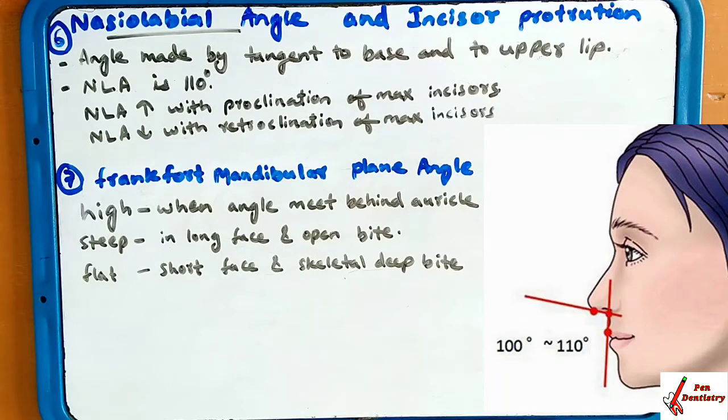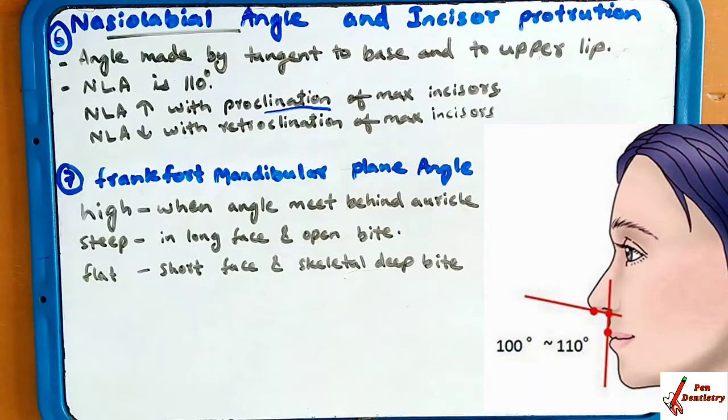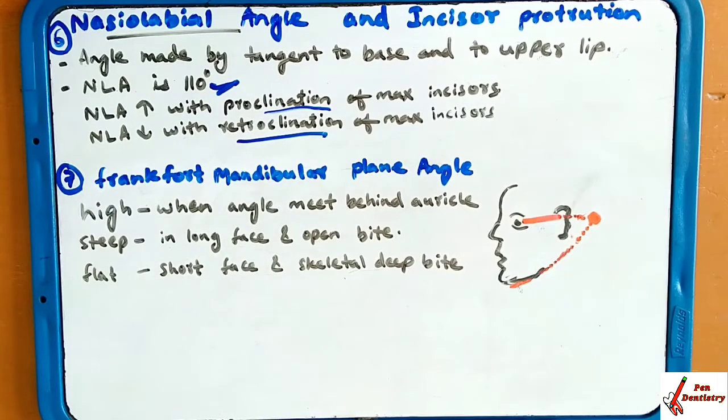When the nasolabial angle increases, it is with proclination of the maxillary incisor. When there is a proclination, the maxillary incisor is protruded. At that time, the nasolabial angle is going to increase, and the nasolabial angle will decrease with the retroclination of the maxillary incisor. When the maxillary incisor is retroclined, at that time the nasolabial angle will be decreased. This is the nasolabial angle. The normal was 110 degrees.